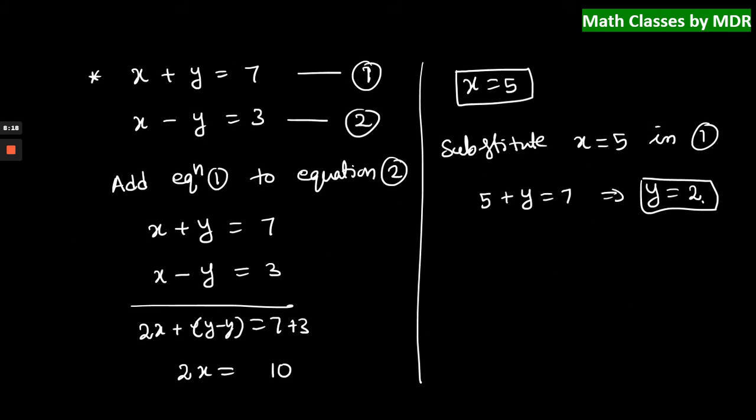So what we have done here is we have eliminated y to get the value of x, and then we get the value of y by substituting the x value. Then, can we eliminate y in the same two equations? Yes, we can do. Can we eliminate x in the same two equations? Yes, we can do here. So let's see how to eliminate the x from the two equations.